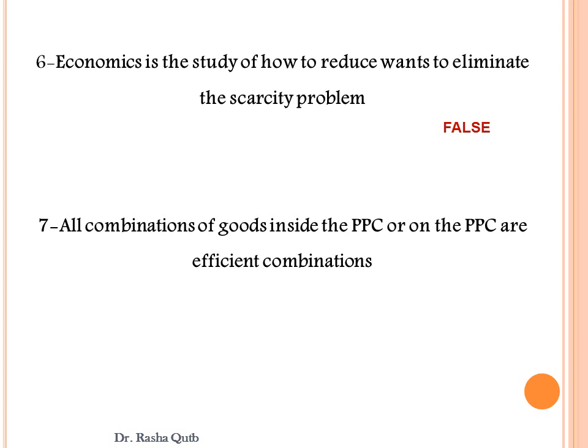Number 7. All combinations of goods inside the production possibility curve or on the production possibility curve are efficient combinations. This sentence is also false because any point that is below the production possibility curve is attainable, which can be produced, but it's not efficient because the resources are not fully employed. We have idle resources, while all combinations of goods located on the production possibility curve are efficient combinations because the available resources are fully used or fully employed.